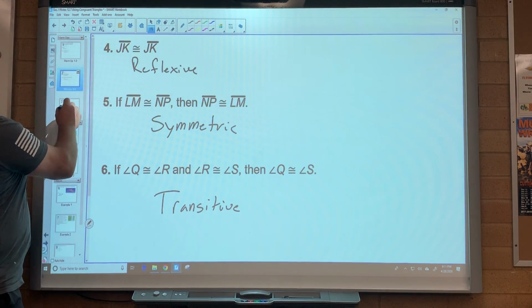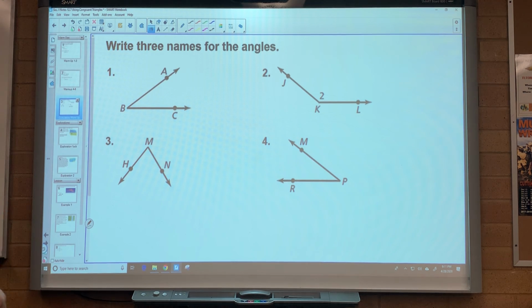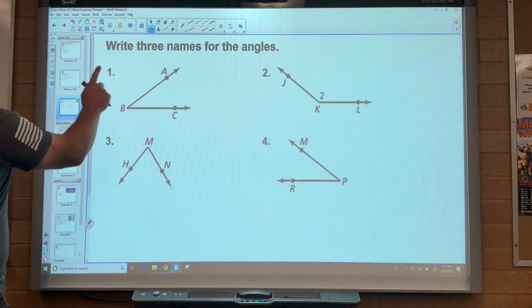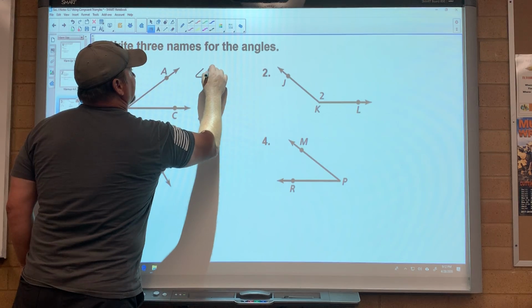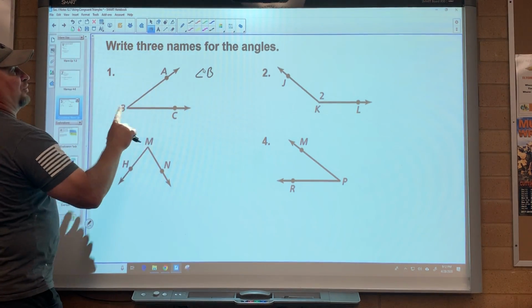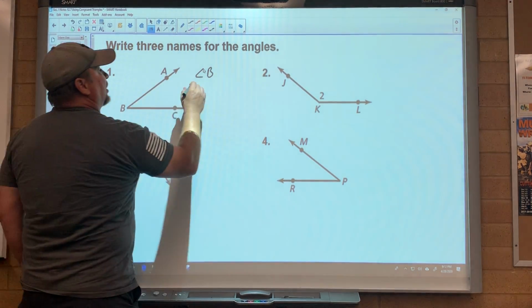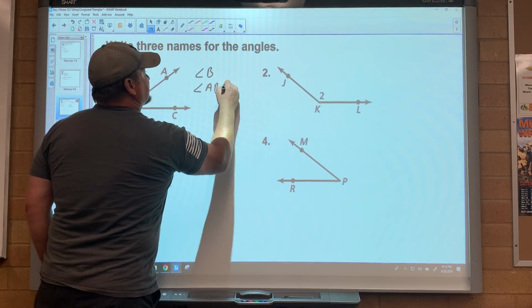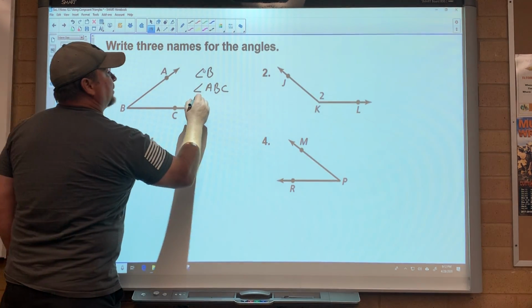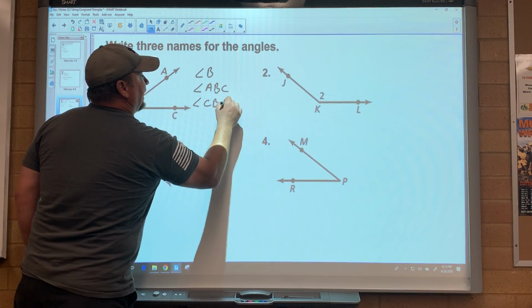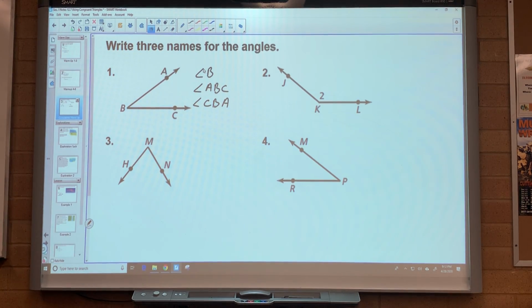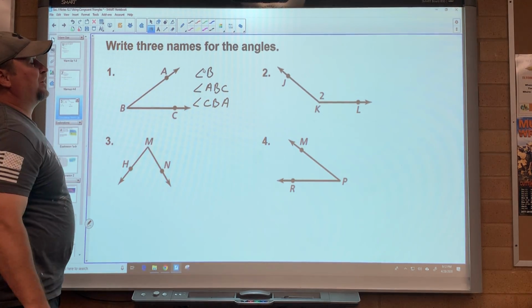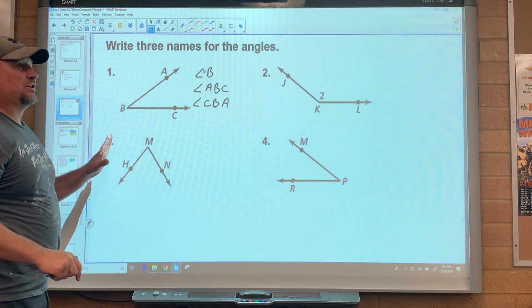Let's go ahead and talk about different ways we can name angles. I want to remind you of the different ways we can name angles. This angle can be named three ways. We could name this angle angle B. When it's a single angle, you can use one letter. You can also say angle ABC, and we could also say angle CBA. Notice B is the angle we're describing. You can use three letters to do it, or one single letter if it's a single angle.